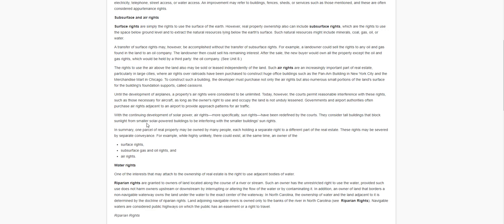That's interesting. In summary, one parcel of real property may be owned by many people, each holding a separate right to different parts of real estate. Imagine splitting all of that between family just to do it. That's funny. These rights may be severed by a company's conveyance. For example, while highly unlikely, they could exist at the same time: an owner of surface rights, subsurface gas and oil rights, and air rights.